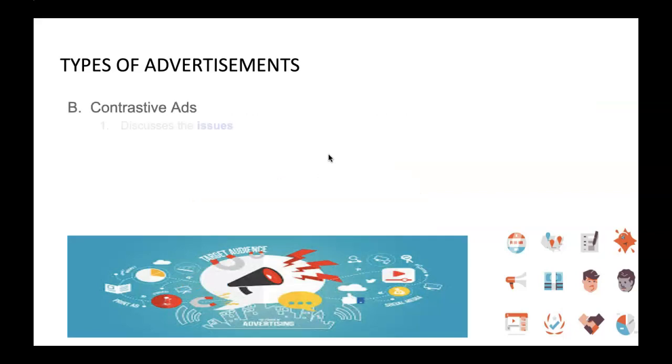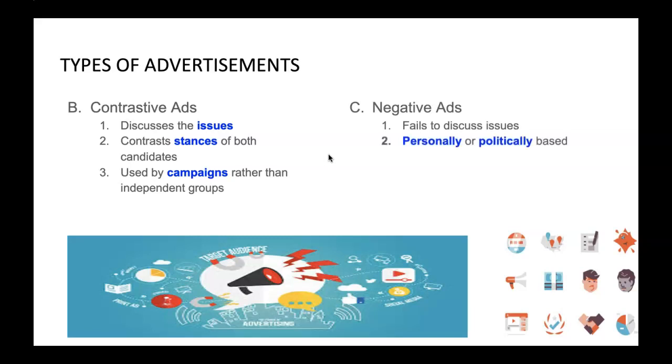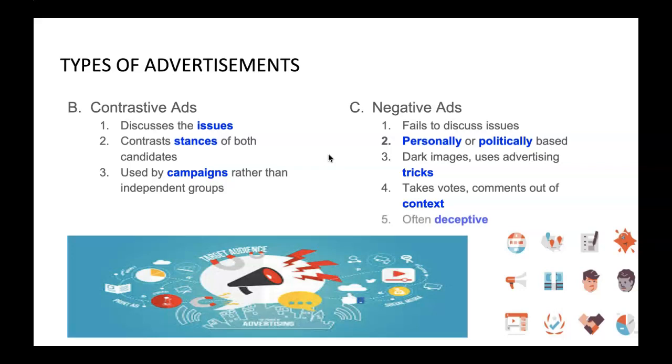Additionally, there are contrastive ads, which discuss the issues at large and contrast the stances of both candidates. They're most heavily used by campaigns rather than independent groups. There are also negative ads, which often fail to discuss the issues in full, but are more personally or politically based. They often use dark images and advertising tricks, which can be quite successful at proving their point. They can also take votes, comments, or other items out of context, which can cause confusion. Often these negative ads can be deceptive.